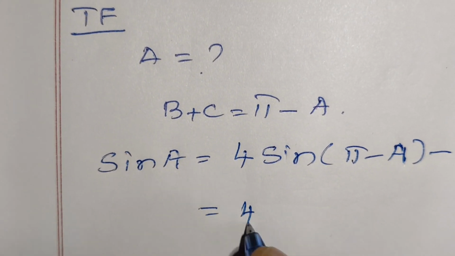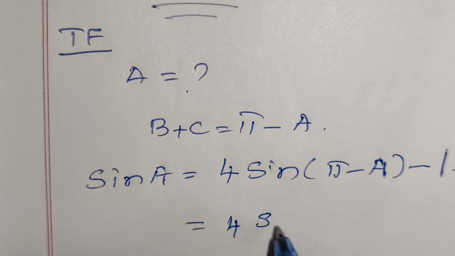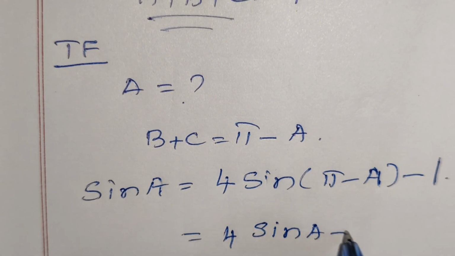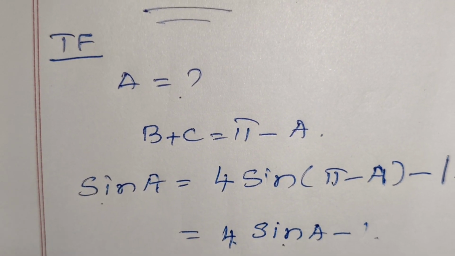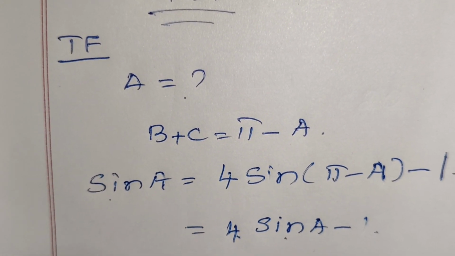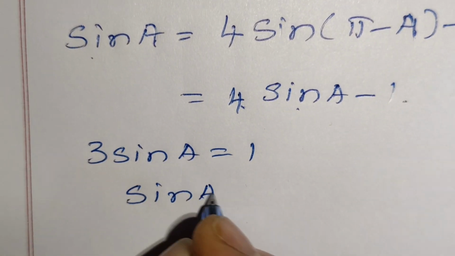Sin of 180 minus theta is sin theta. So that is equal to 4 sin A minus 1. So now 4 sin A minus sin A, that is equal to 3 sin A equals 1.